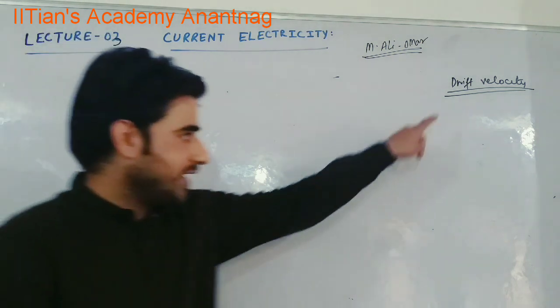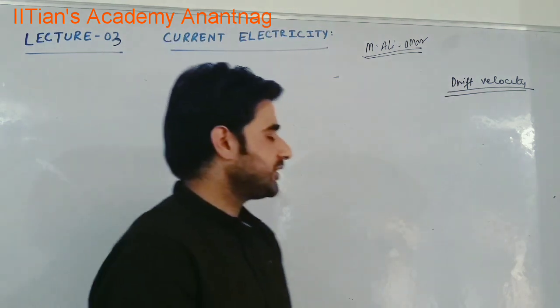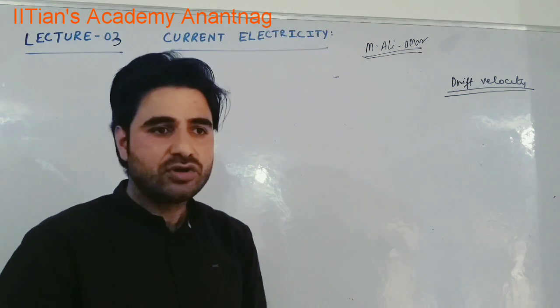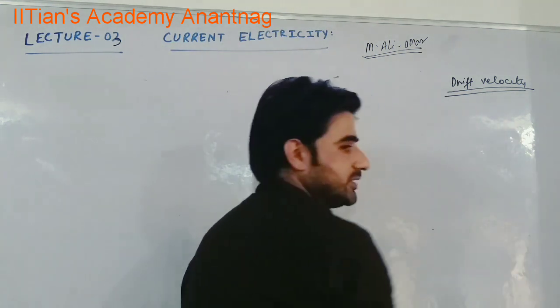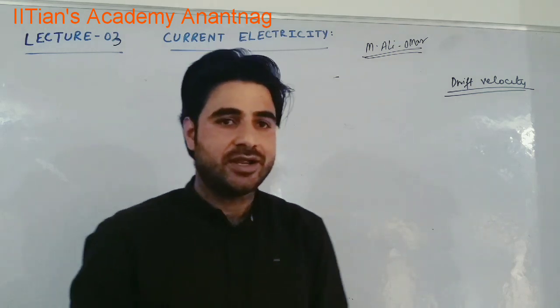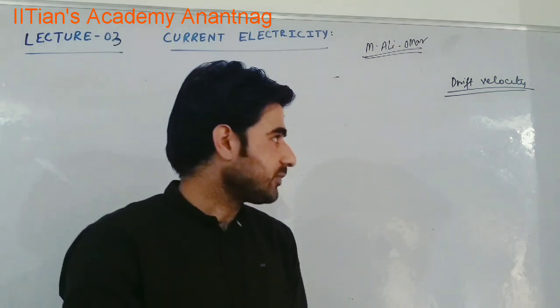Now, I will be deriving drift velocity by two methods. One will be a routine method, what you will see in books. One will be something special from IIT's Academy, and believe me, the second method will be awesome and students may appreciate that. Things will become very clear.